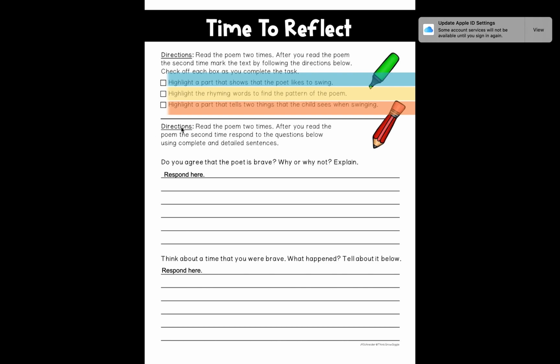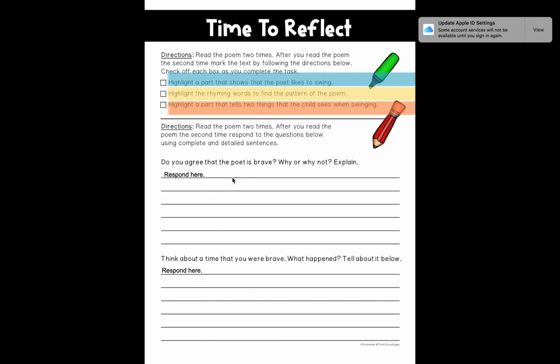So here we go. And then the last part says highlight a part that tells two things that the child sees when swinging. That's the part that we need to highlight where we see something that the child is seeing, the imagery that the author is showing. So then we have directions, read the poem 2 times, and then you're going to respond to these again. So that means you're reading this a total of 4 times.